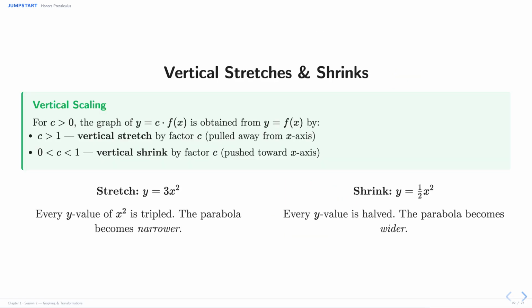Now let's explore vertical stretches and shrinks. For a constant c greater than 0, the graph of y equals c times f of x is obtained from y equals f of x by stretching or shrinking vertically. If c is greater than 1, it results in a vertical stretch by a factor of c, pulling the graph away from the x-axis. If c is between 0 and 1, it results in a vertical shrink by that factor, pushing the graph toward the x-axis. For example, y equals 3 times x squared stretches the parabola, making it narrower.